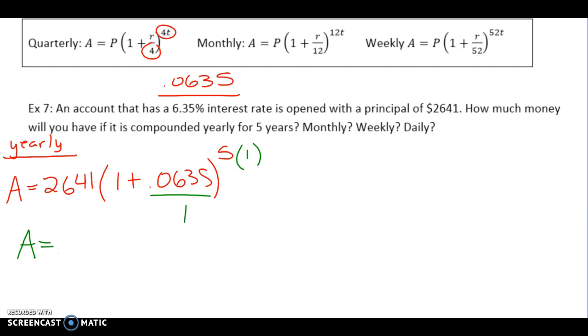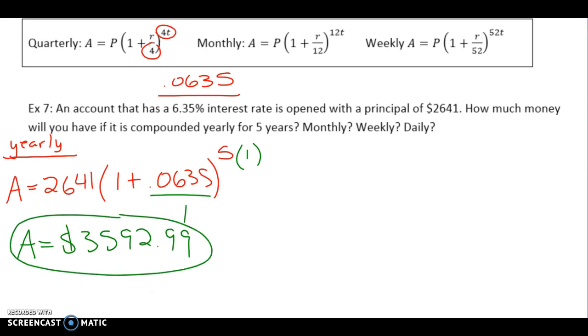I want to see every single person typing things in. You need to practice this. I get $3,624.88. No kidding, I lied. I didn't do this one. Don't listen to me. What did you guys get? 3592.99. Yeah, that's right. Is that what you got? Okay. So, how many times was the interest compounded? Once. Once a year for 5 years.